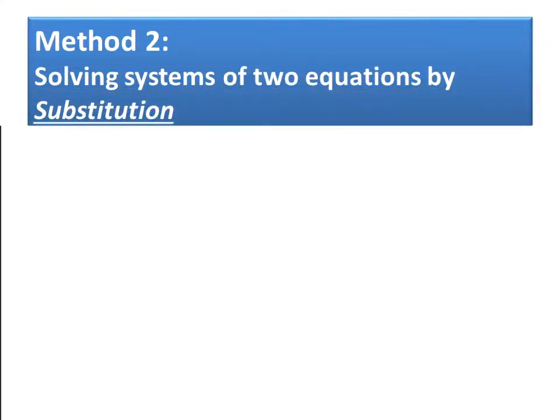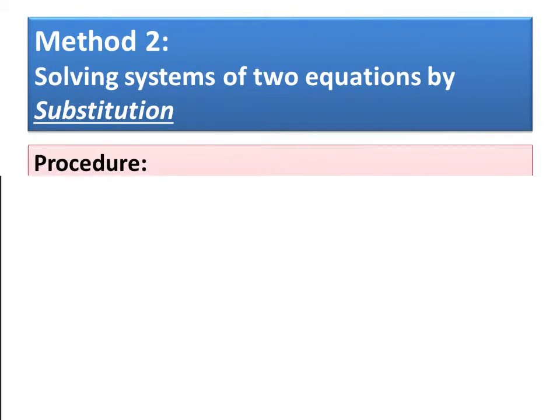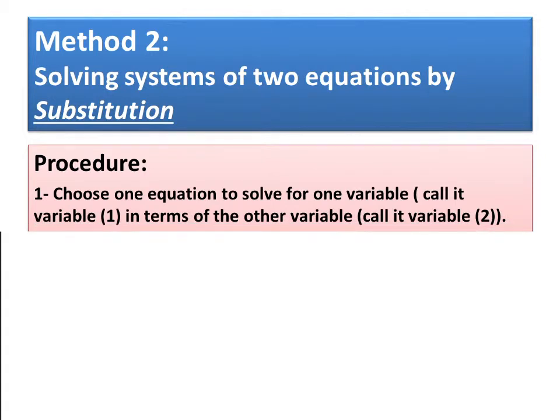The second method of solving systems of two equations is using substitution. There is also a procedure for this method. Step 1, we choose one equation to solve for one variable. Call it variable 1. And we solve for this variable in terms of the other variable, which we call variable 2.